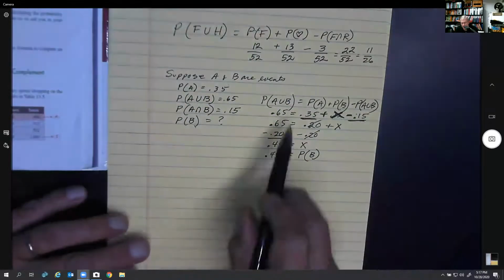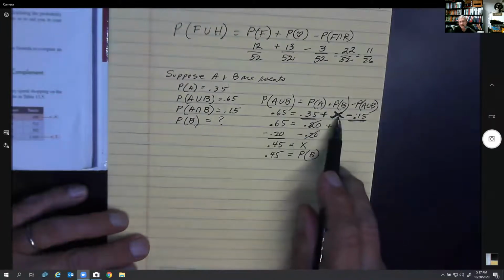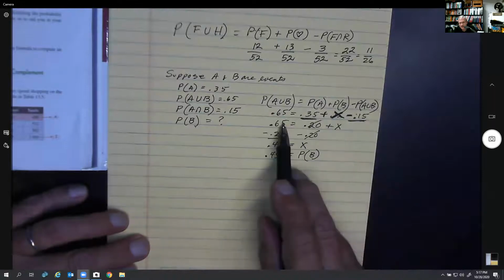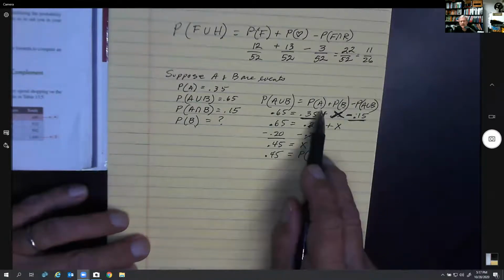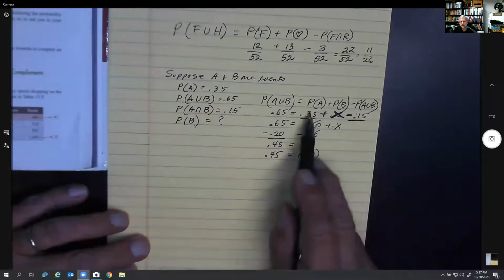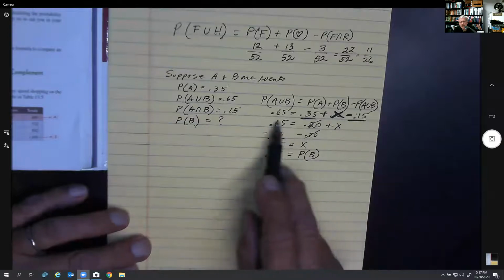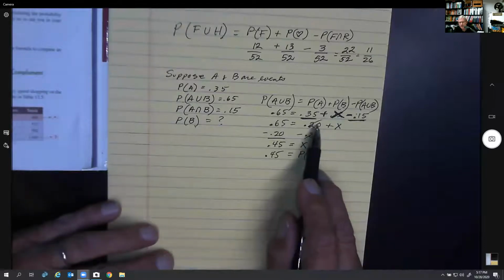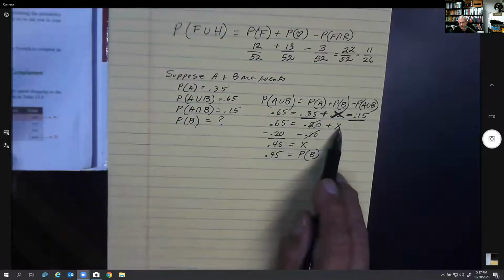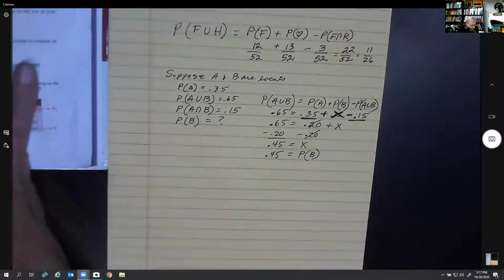So it's just a matter of using this formula and then substituting numbers and letters into it. Instead of using P of B and all that, just put an X there. Combine the like terms, 0.35 minus 0.15, and then just solve this little equation. 0.20, you can even think of it this way, 0.20 plus what is 0.65? 45, huh? 20 and 45 give you 65. So you could just do it that way too.